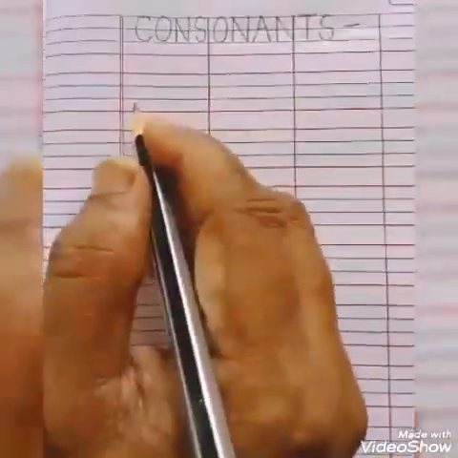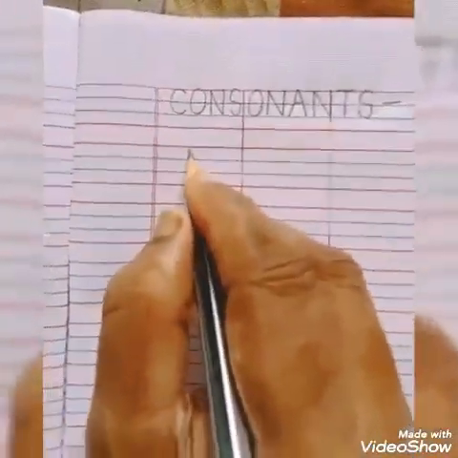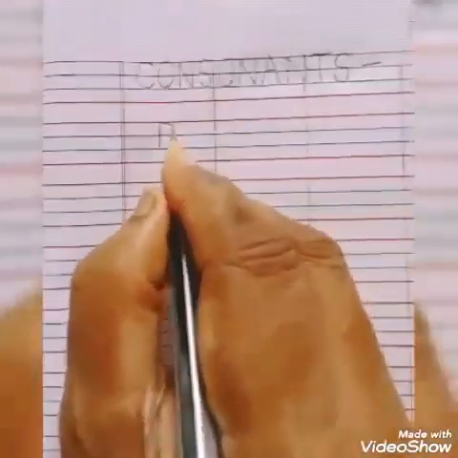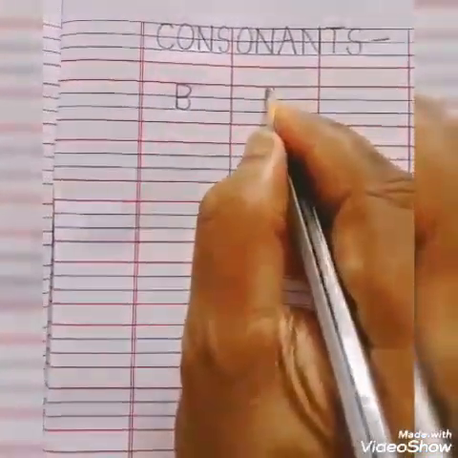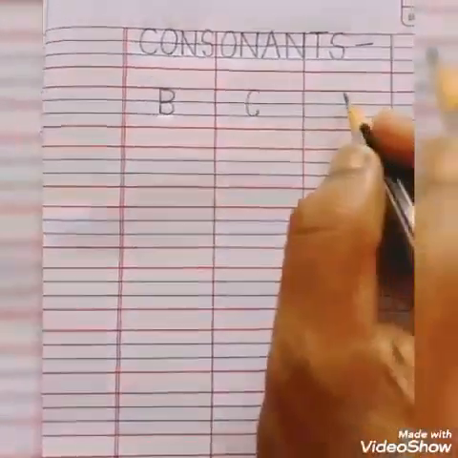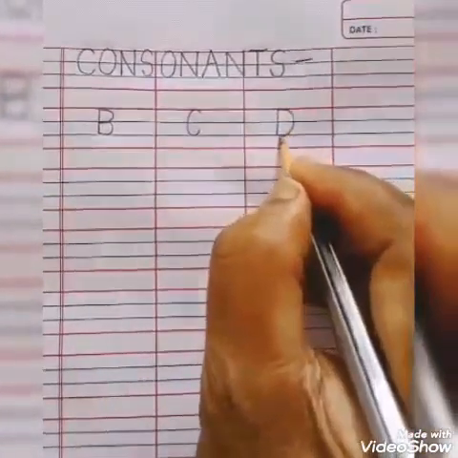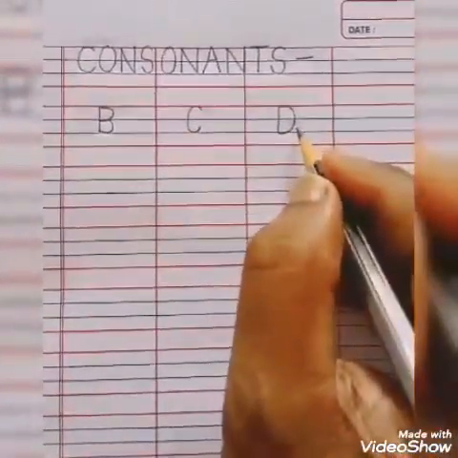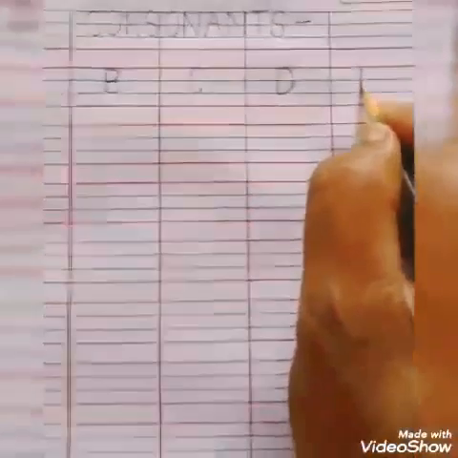Now children, we will start writing consonants. A is a vowel, so we will not write here. Consonant starts from B. After B, which letter comes? C, D, and E is a vowel, so we will not write E here. After E, which letter comes? F.